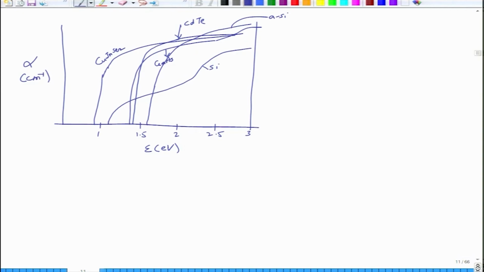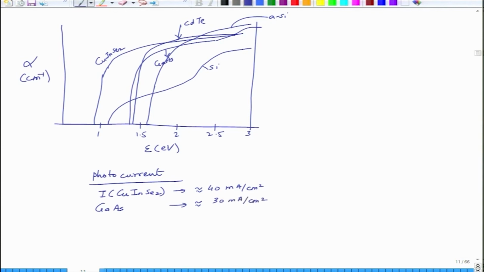So the photocurrent of, for example, copper indium selenide can be quite high. It could be nearly 40 milliamps per centimeter square. Its band gap is also lower and its absorption coefficient is also higher. It can give you pretty high photocurrents. In case of gallium arsenide, it gives you values of the order of 30 milliamps per centimeter square. Cadmium telluride gives you of the order of about 25 milliamps per centimeter square.